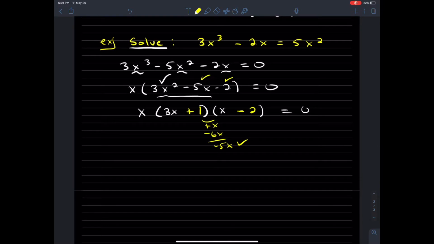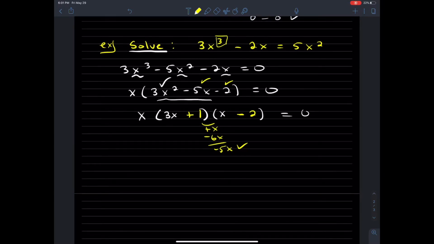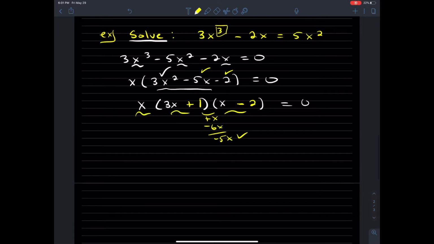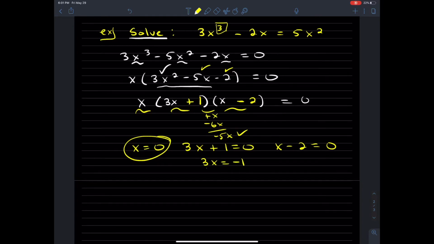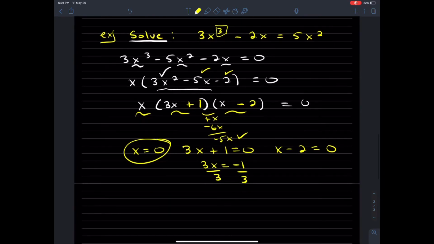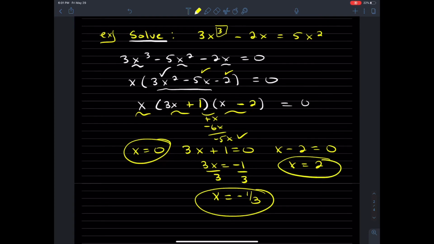And then now we have, again, remember degree 3. So we have 3 variable factors. None of them are repeated. So we set each of those equal to 0. And then we solve each of those. Well, there's 0 as one answer. Here I have a little bit of work to do. Subtract the 1, divide by 3. And add that 2 to the other side, and we have 3 answers. That's it. You just got to know how to factor. Thanks for watching.